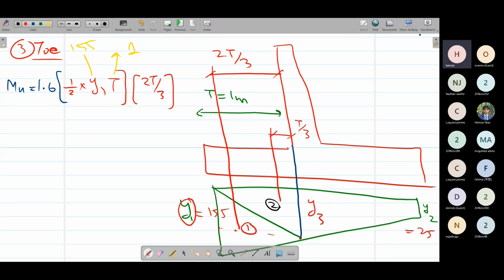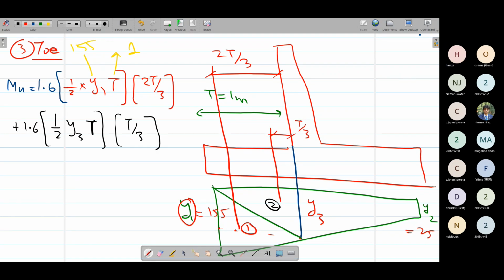The second is the black triangle area. That is again the same 1.6 factor of safety, half into base. The base now we have as Y3. The height is again the same t. And again the moment arm is t over 3. So this way we can get the second triangle area.